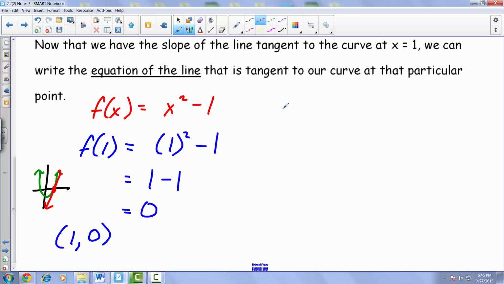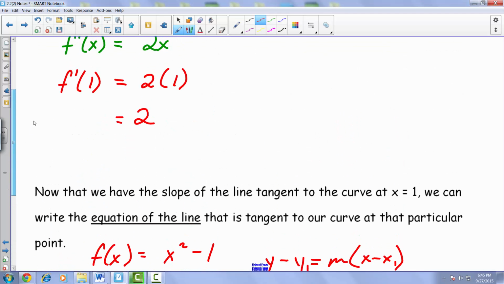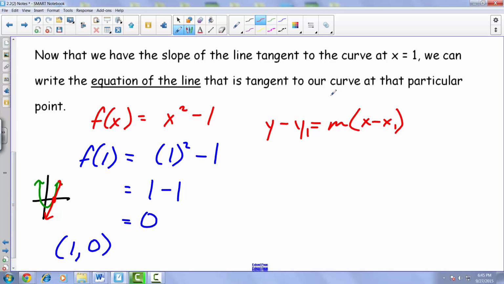Now, if we're trying to figure out the equation of that, all we really need to do is use point-slope. So that's y minus y1 is equal to m times x minus x1. Well, we already have our tangent slope that we're going to use. It's 2. And we also have our x1, y1. So pretty much all we need to do is throw those values in there. Here would be your x1, y1. So we end up with y minus 0 is equal to our tangent slope, which we saw again was 2, times x minus our x1, 1.